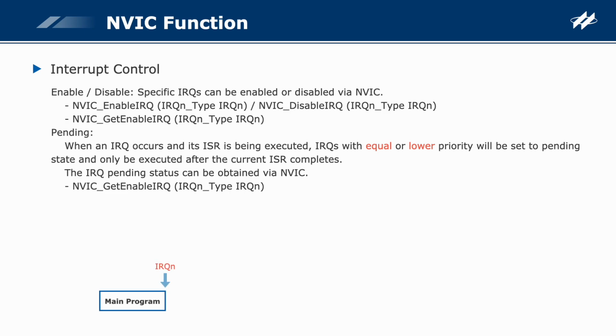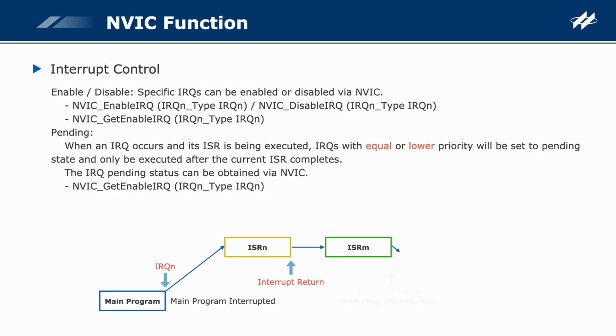Suppose the main program receives an IRQN, and the main program is interrupted. Program execution jumps to the ISRN handler. If IRQM occurs during ISRN execution, since the IRQM priority is not higher than IRQN's, IRQM will be latched in pending state. IRQM remains pending until ISRN completes execution, then the system will activate IRQM and execute ISRM. Finally, the program returns to the main program to continue execution once ISRM has finished. The IRQ pending status can be queried using NVIC_GetPendingIRQ.